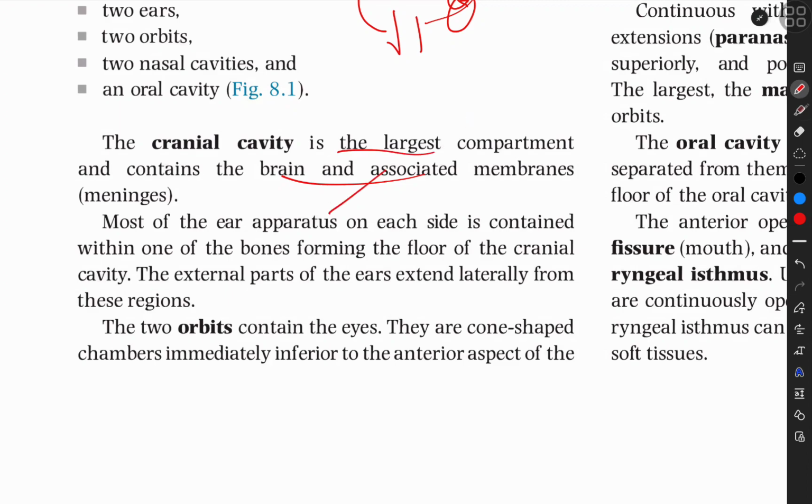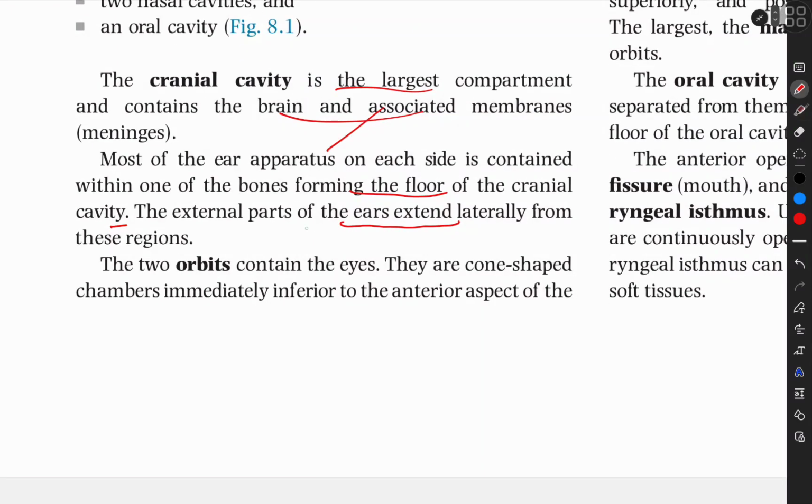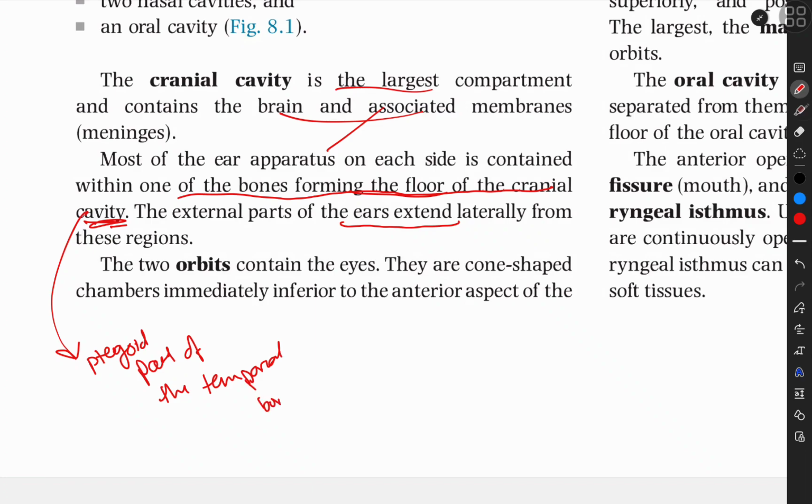Okay. Most of the ear apparatus on each side is contained within one of the bones, forming the floor of the cranial cavity. Yes, the external parts of the ears extend laterally from these regions. Okay, ears are outside. Wow, I didn't know this. So, what they're talking about here, one of the bones forming the floor of the cranial cavity, is I think the petrous part of the temporal bone. Yes, but I think we will come back to this in more detail.